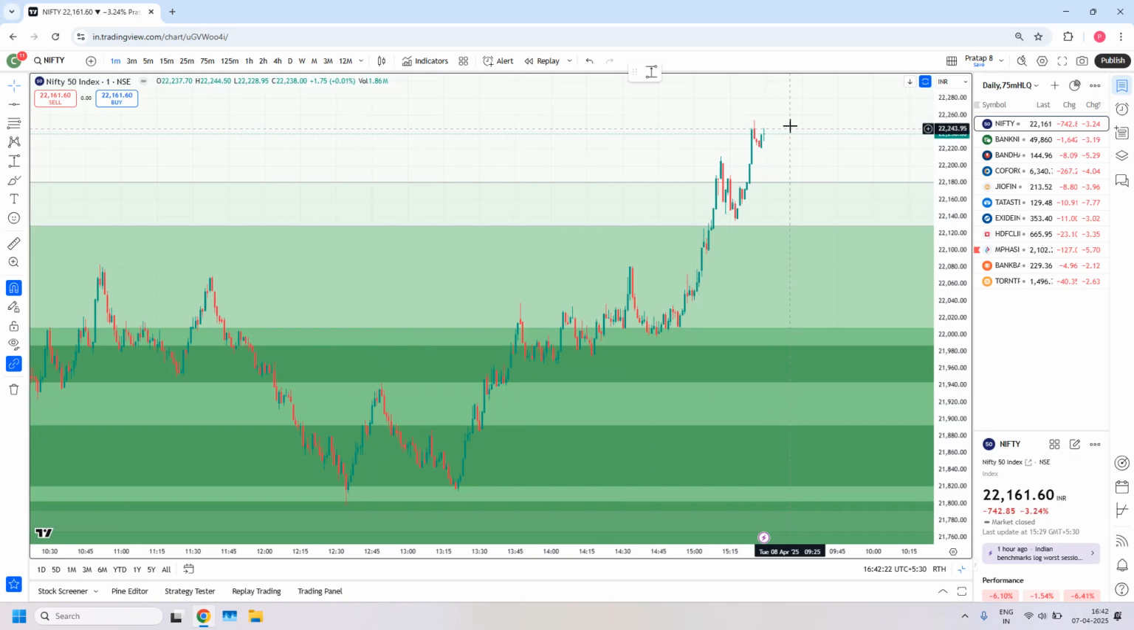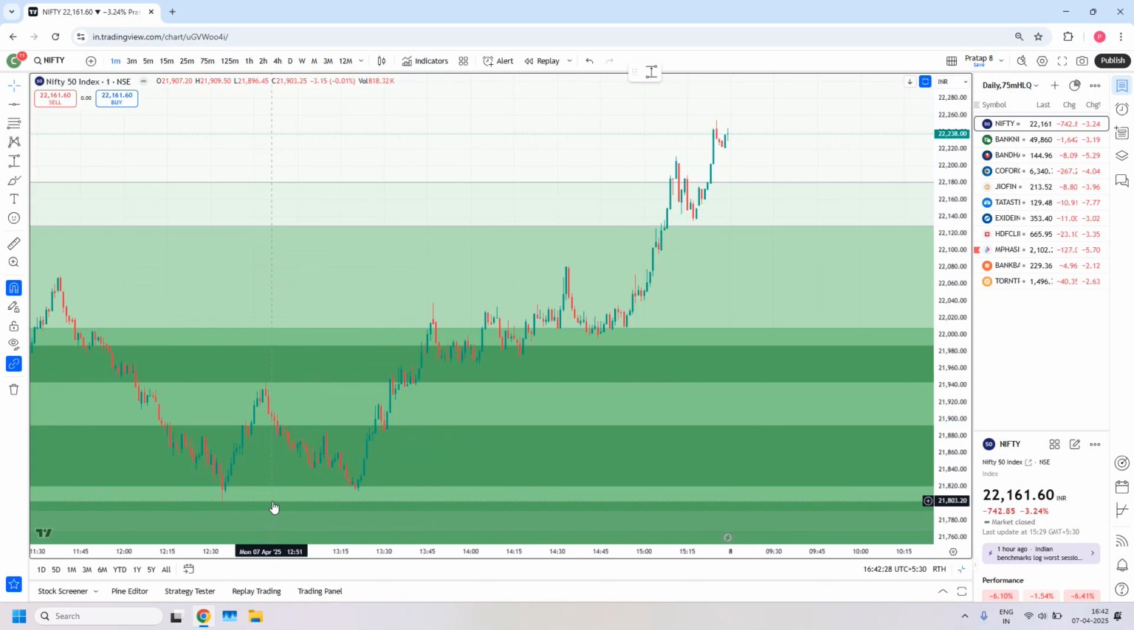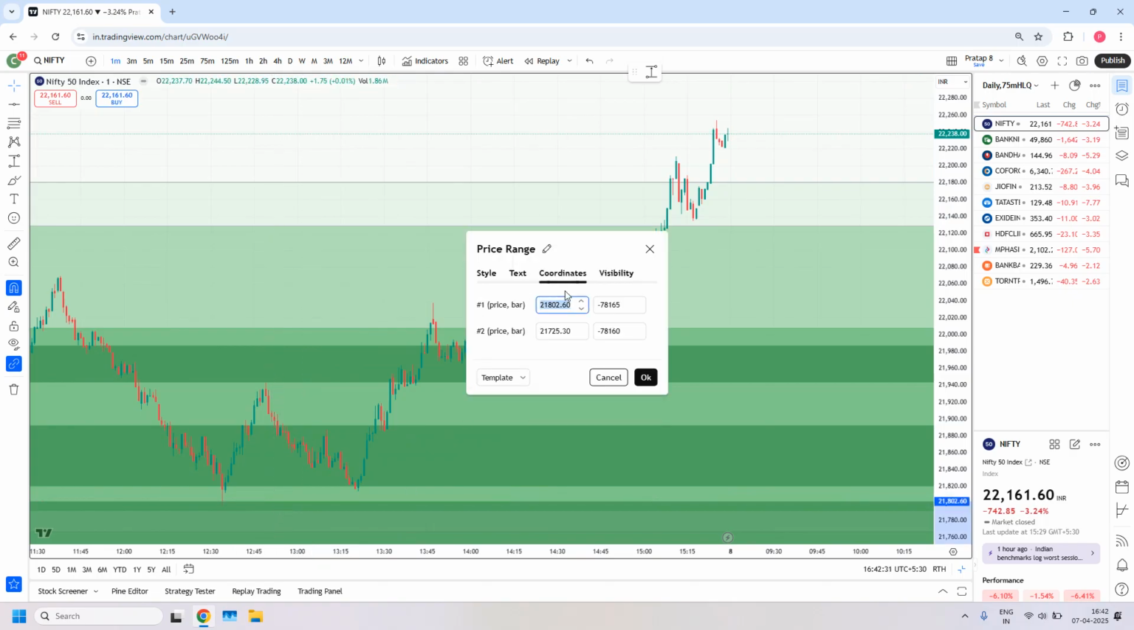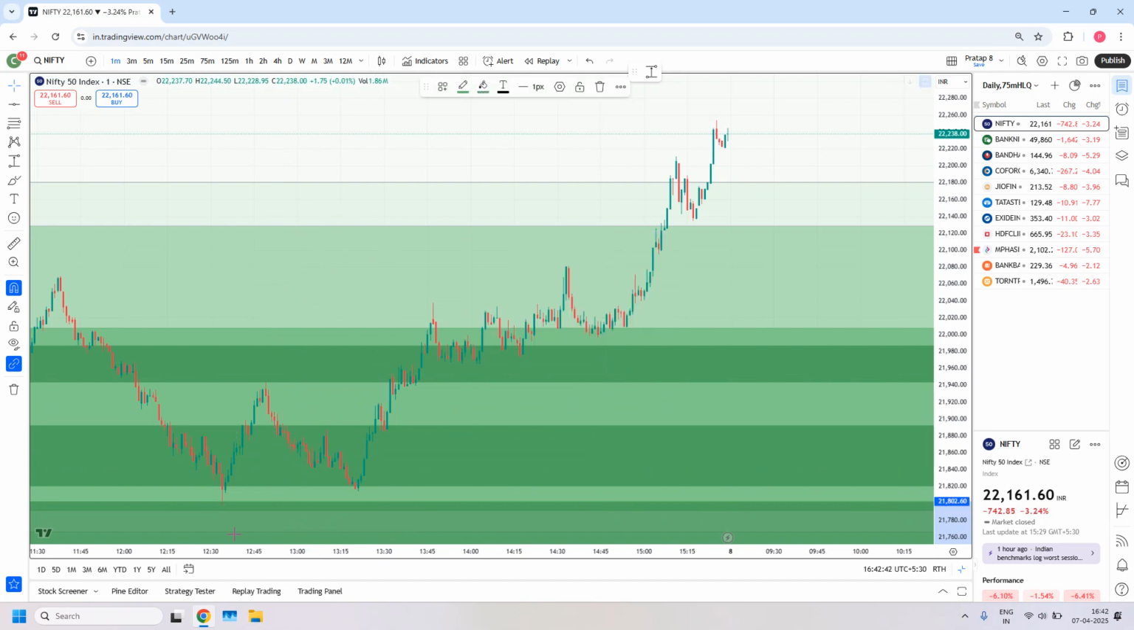First of all, from here to here, how many points move is there? Look into this candle. What is this particular zone entry? What is the entry? 21,802.60. So let us say, for easy calculation, 21,800. Definitely it even went up to 21,795, the low of this candle, 21,796.95 say. So 21,800, definitely your trade would have been executed.